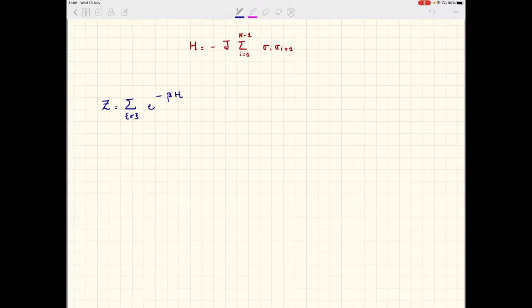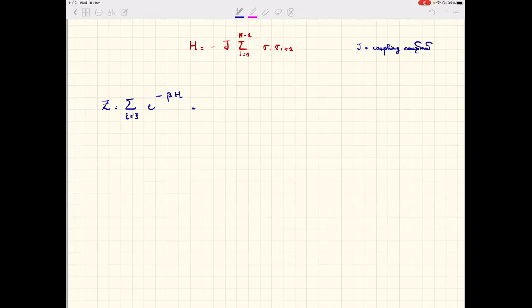J has a name. It's called the coupling constant. Is this the name you expected? Yes, good. So it's called the coupling constant, and the coupling constant is positive.